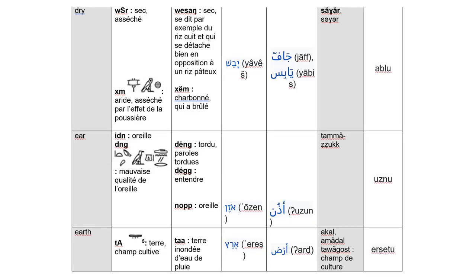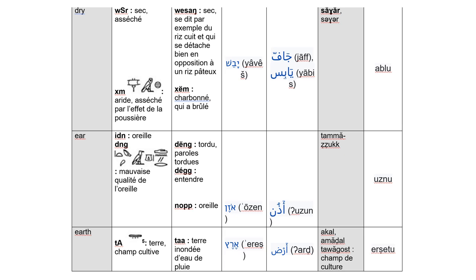Here you have also dry. So for dry you have wesser, which means to be dry. In Wolof you have weseng, which means the same thing. You have hem, which means dry, arid. In Wolof you have hem, which means burnt, charcoal. And in Arabic and Hebrew you have nothing similar. Here it's the same. You have earth here in Egyptian, tar. Field. No? You have in Wolof tar, which means a fluted field. But you have also in Wolof tam, which means a field like in Egyptian.